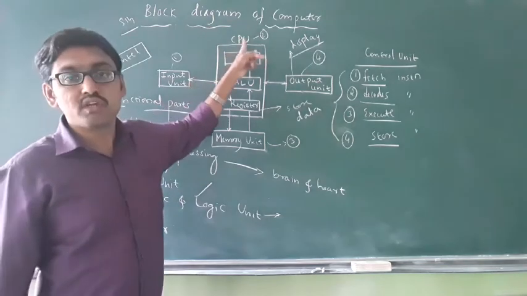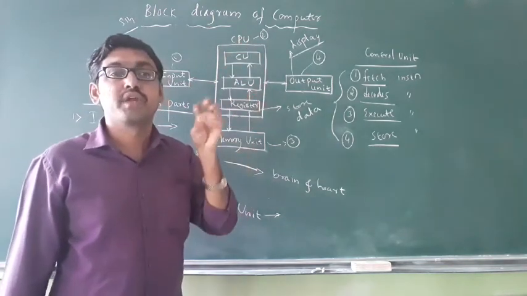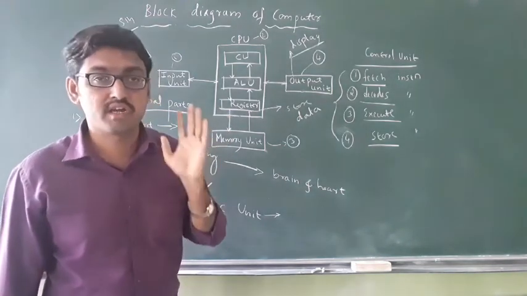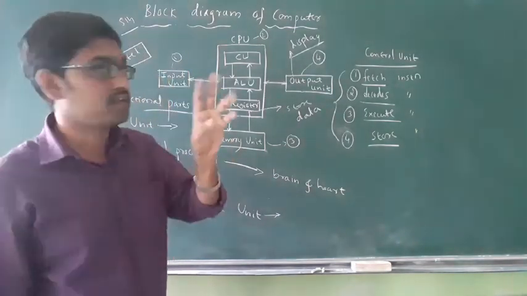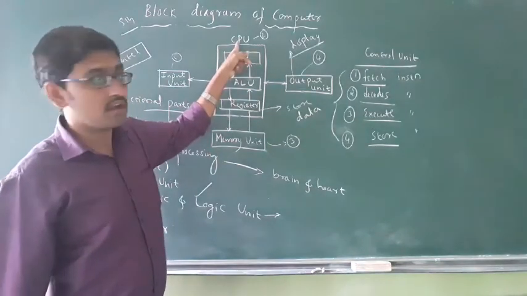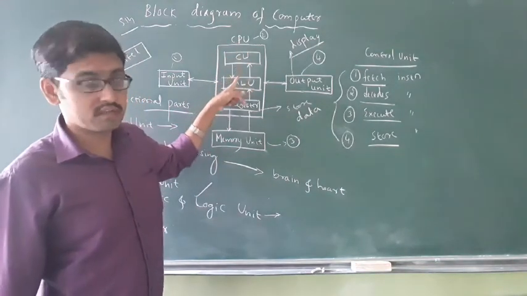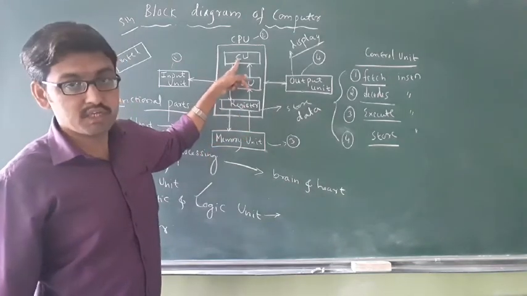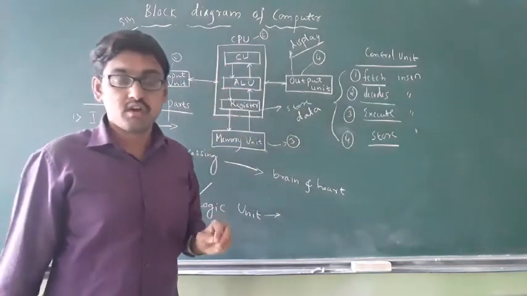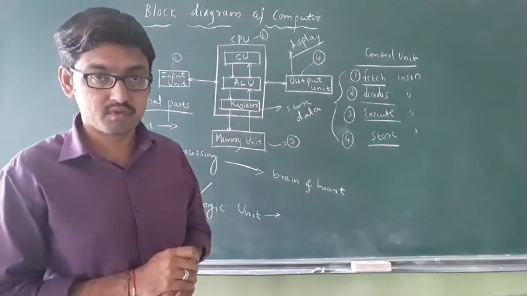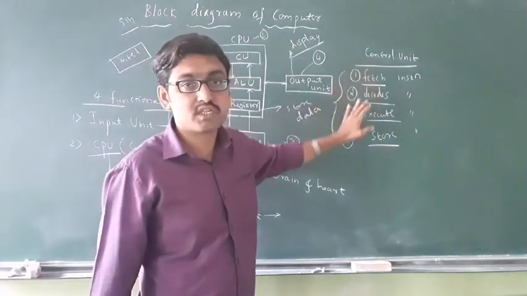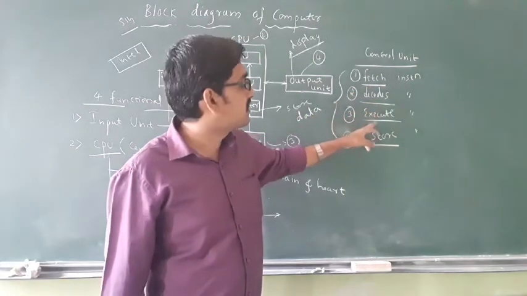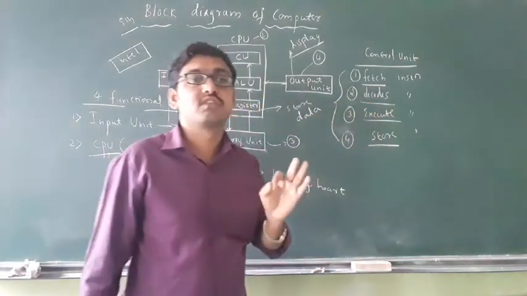What is the CPU? CPU means it is the heart and brain of the computer, which is used for processing the data or calculation of data. CPU consists of 3 parts: one is the control unit, register and ALU. Control unit means it controls and coordinates all activities of the computer. These are its functions: it fetches the instruction, decodes the instruction, executes and stores the instructions.